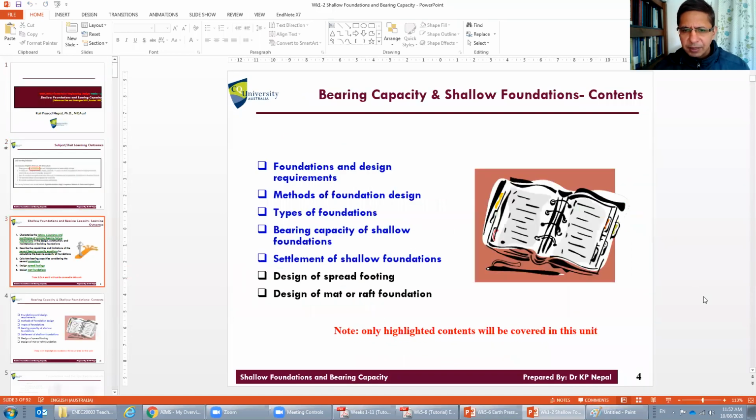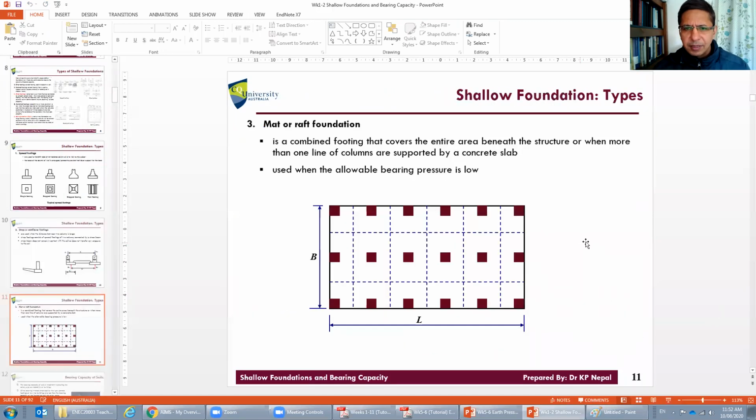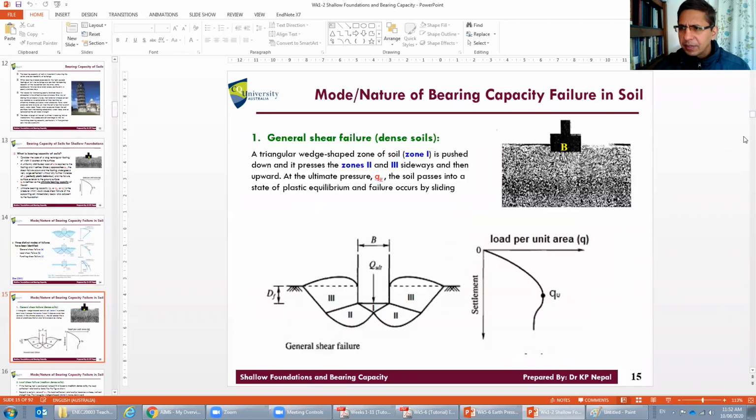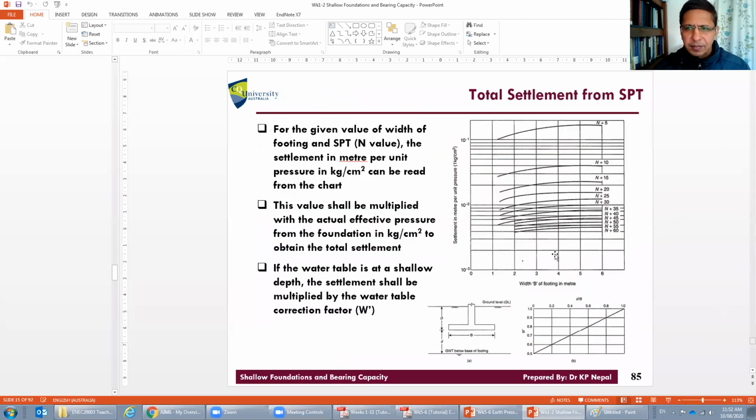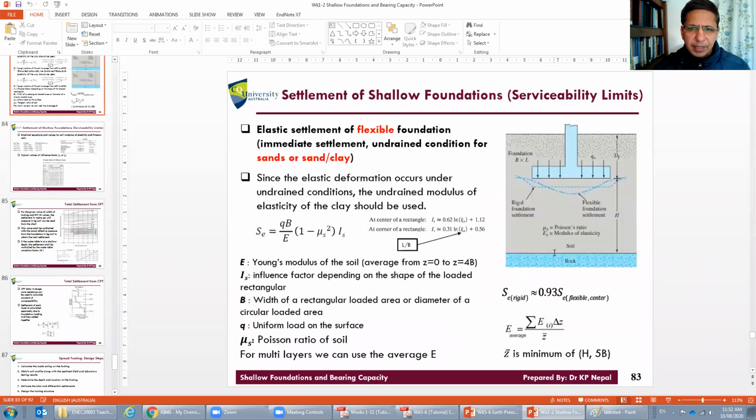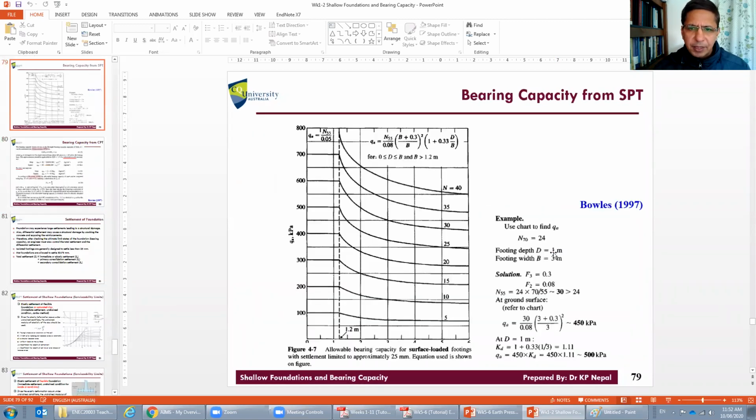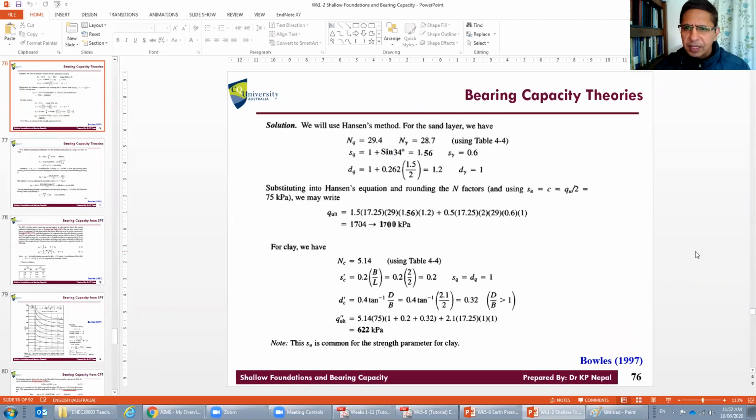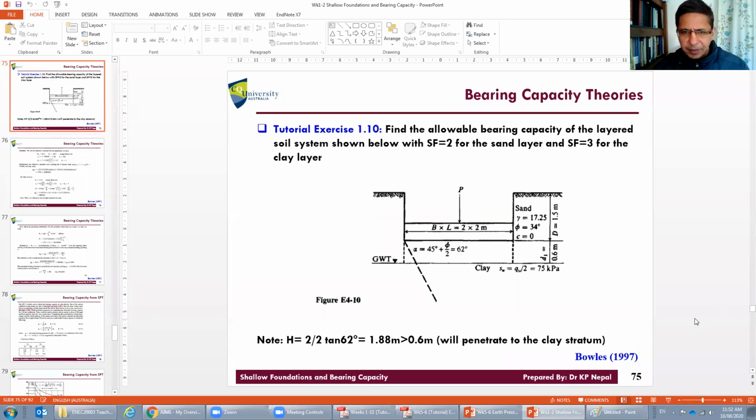Come on, go down. Let's wait. Oh, no, not the settlement. I think it's still the ultimate bearing capacity, isn't it? Yeah, that's the one, isn't it? Yeah, this one. Yeah, what happened?